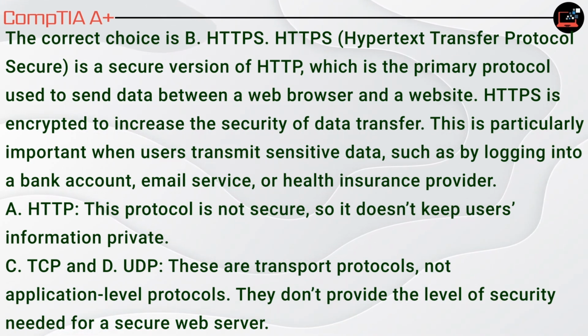A, HTTP. This protocol is not secure, so it doesn't keep users' information private. C, TCP and D, UDP. These are transport protocols, not application-level protocols. They don't provide the level of security needed for a secure web server.